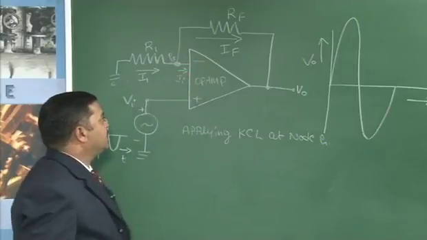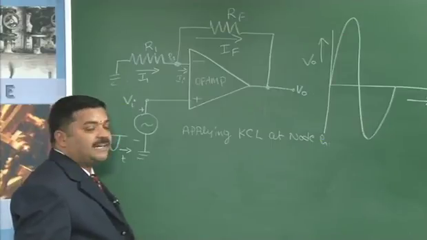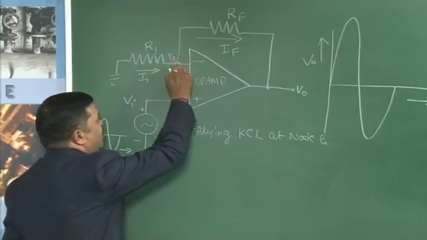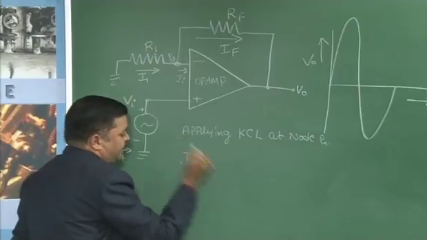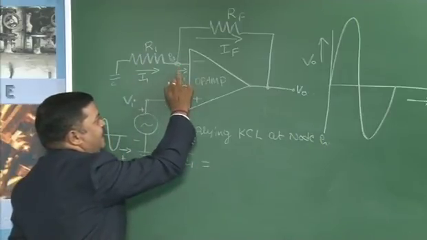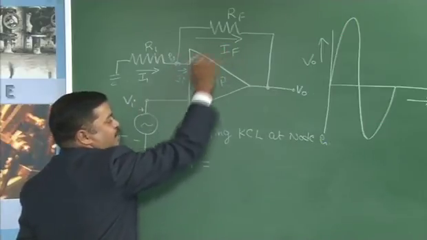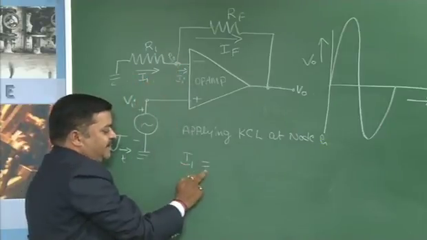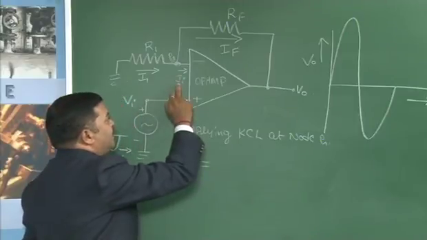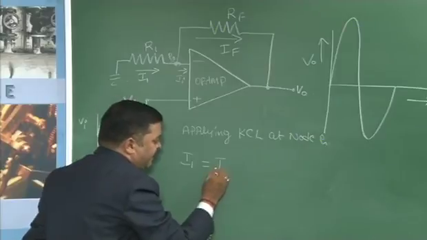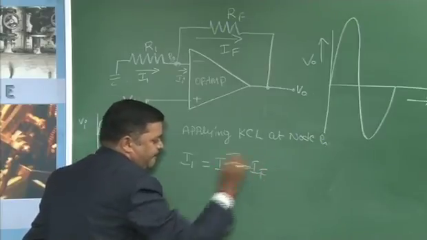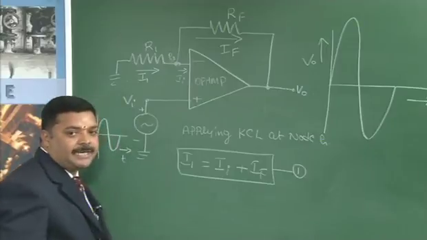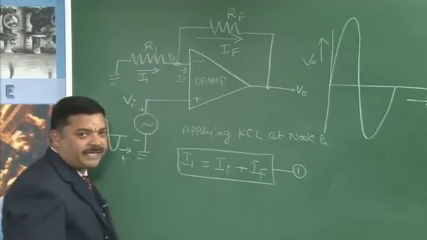At any node, the sum of currents entering is equal to the sum of currents leaving. This is called KCL, Kirchhoff's current law. The current entering the node G is I1, and no other current is entering the node G. Here II is leaving the node G, IF is also leaving the node G. Entering current I1 is equal to the sum of leaving currents, II and IF. So applying KCL to the node G, we get I1 is equal to II plus IF. Let us call this equation 1.